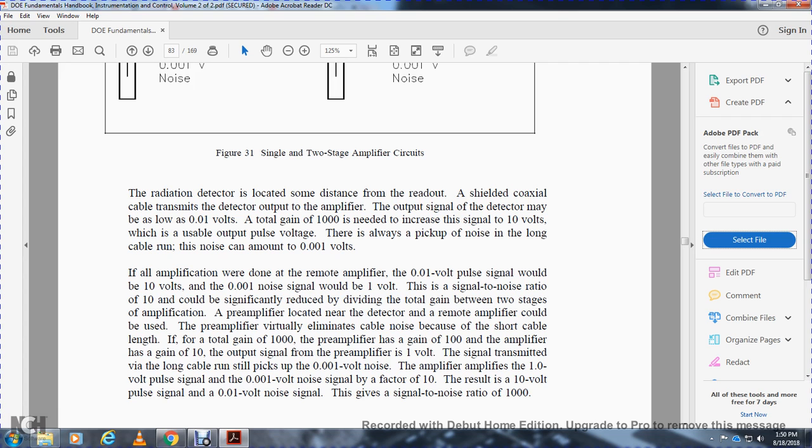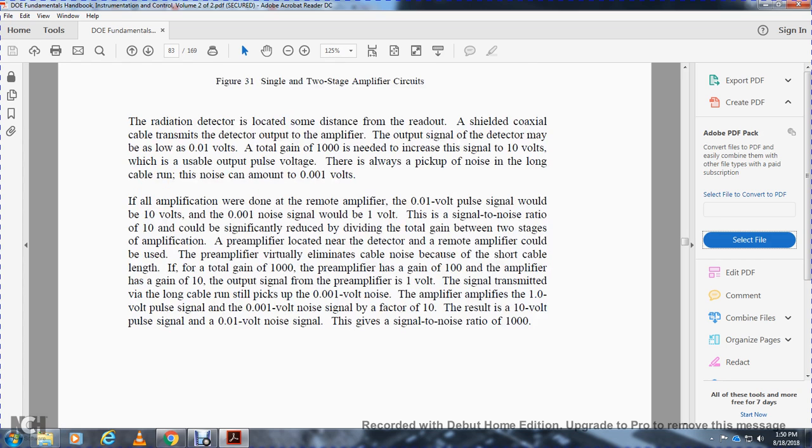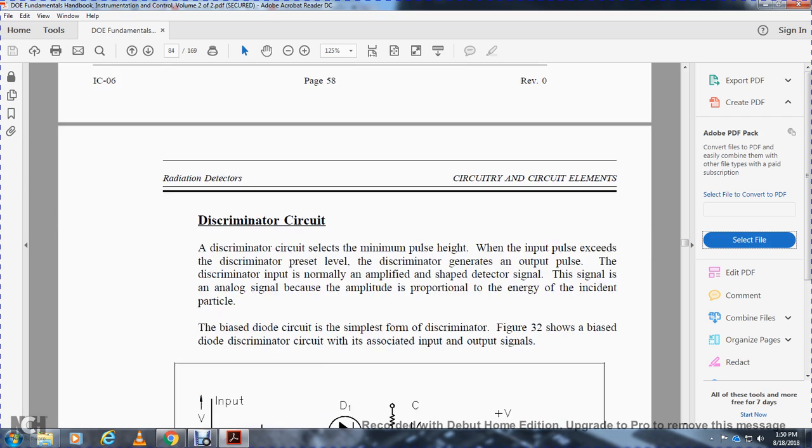The signal-to-noise ratio of 10 could be significantly improved by dividing the total gain between two stages of amplification: a preamplifier located with the detector and a remote amplifier. The preamplifier virtually eliminates cable noise because of the short cable length. For a total gain of 1,000, the preamplifier gain is 100 and the amplifier gain is 10. The output signal of the preamplifier is 1 volt, transmitted over the long cable where it picks up 1/1000 volt noise. The amplifier amplifies the 1 volt pulse signal and the 1/1000 volt noise by a factor of 10. The result is a 10 volt pulse signal with 1/100 volt noise, giving a signal-to-noise ratio of 1,000.